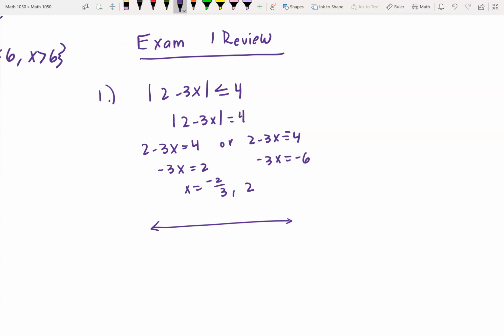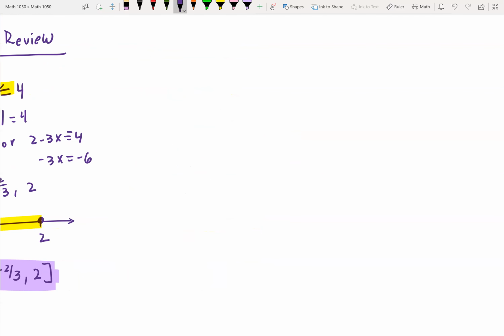Then you go to your number line. You've got a -2/3 on the left, a 2 on the right. I do have an equal sign, so my circles are closed. My symbol is less than, so I shade between, okay? It wants it in interval notation, so that's -2/3 with a bracket to 2 with a bracket, and that is your final answer. That would be what you highlight, okay? Nice and neat work, okay?